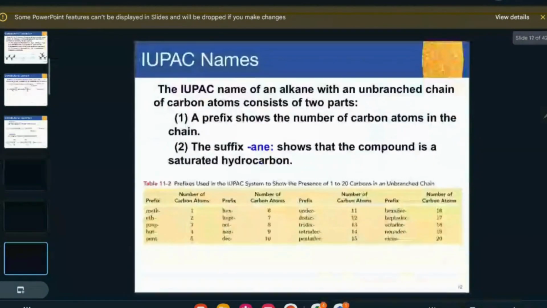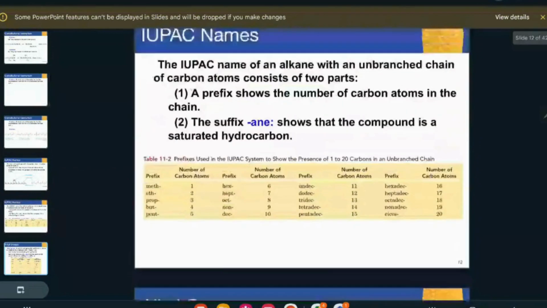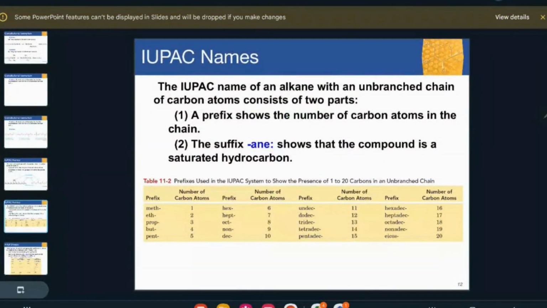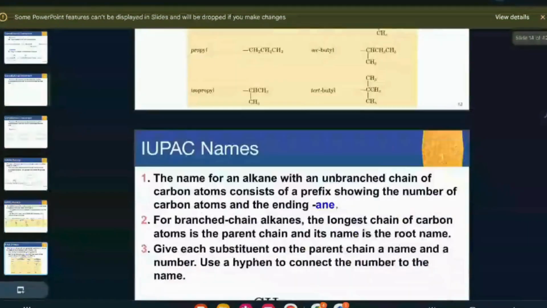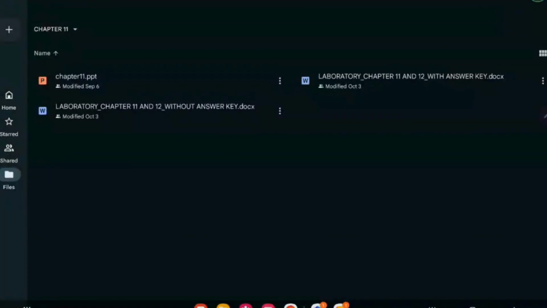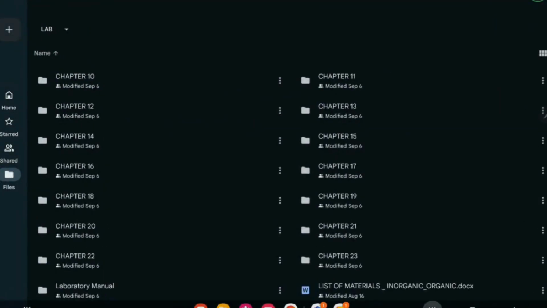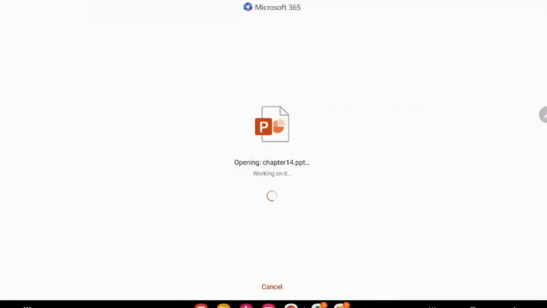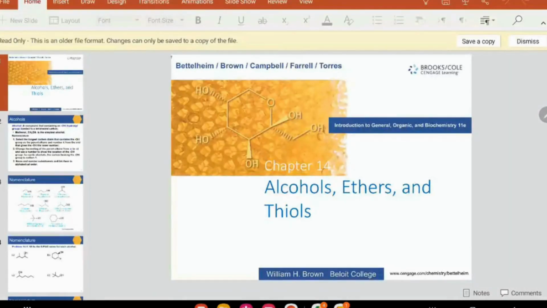What else? In IUPAC naming, if you remember, we have different ways. But for alkanes, we add -ane at the end of the name. Okay, let's move on to our main discussion. Our main discussion for today is alcohols, ethers, and thiols.